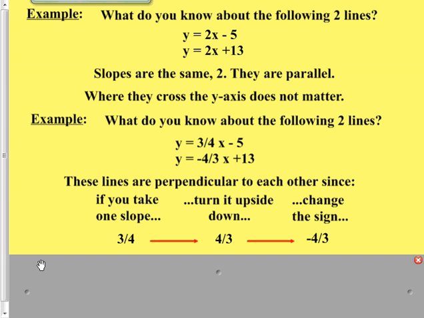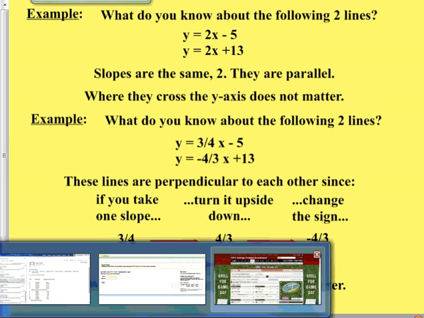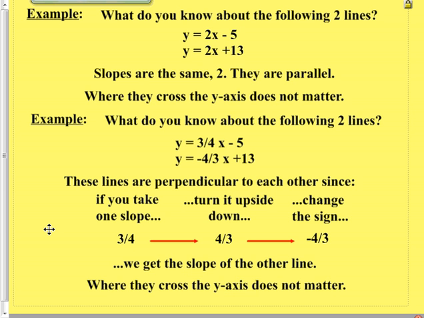Okay, so I took the slope from the top equation, 3/4, turned it upside down to make it 4/3, changed the sign from positive to negative. Is -4/3 the slope from the other equation? And yes, it is. That makes them perpendicular to each other. And once again, it does not matter where the equations cross the y-axis, one of them at -5, the other one at +13. All that matters is that their slopes are negative reciprocals of each other. That means they are perpendicular.